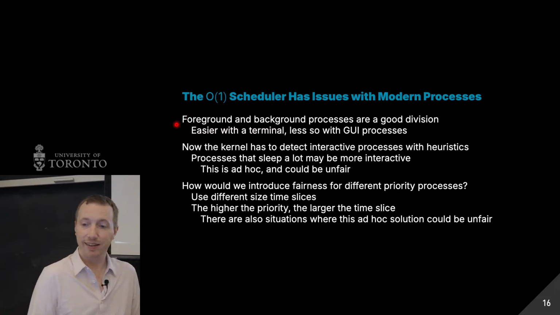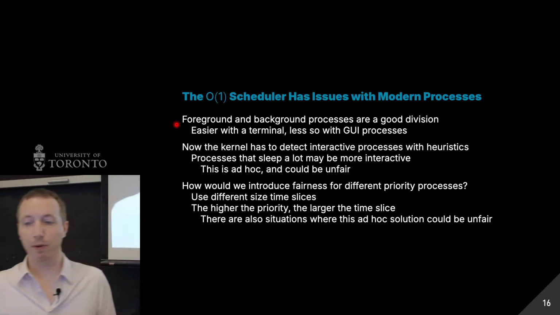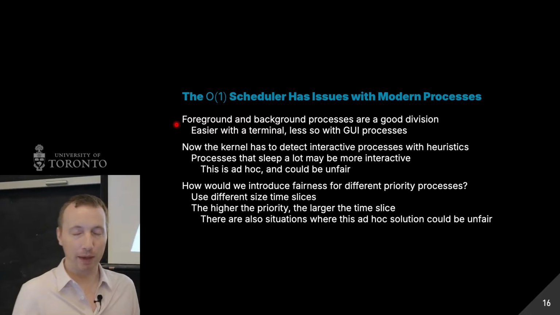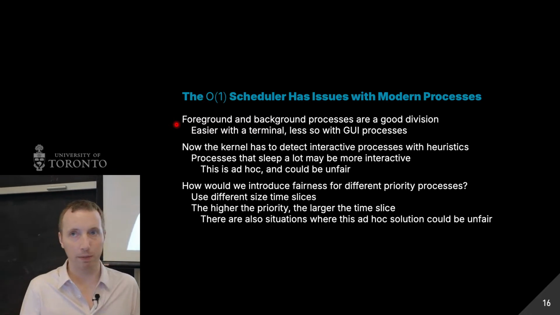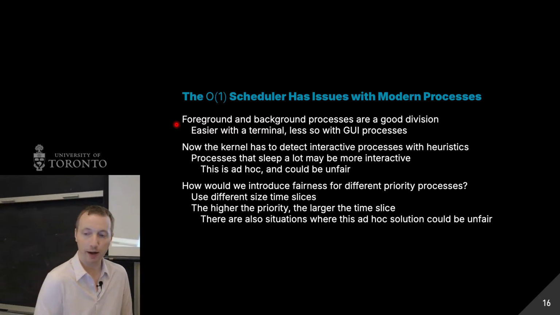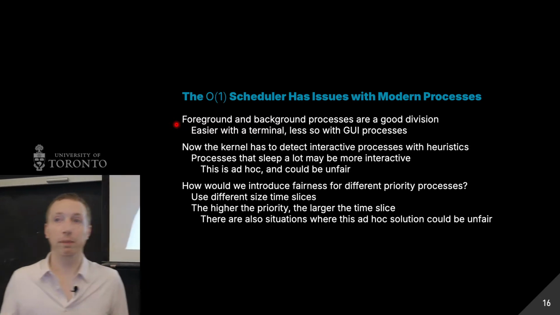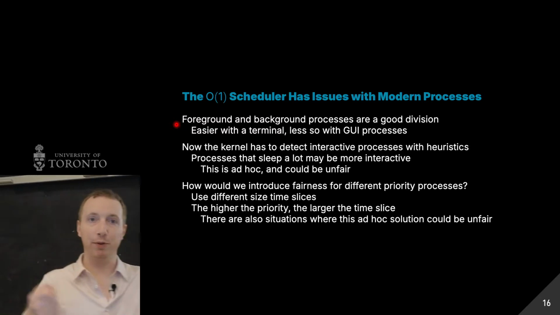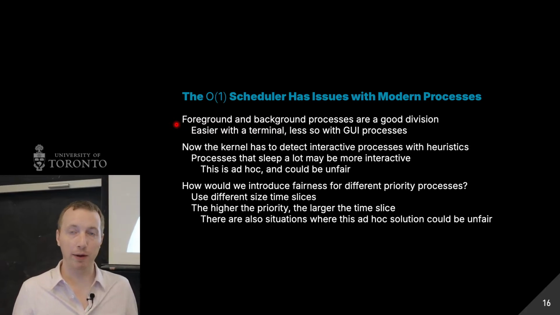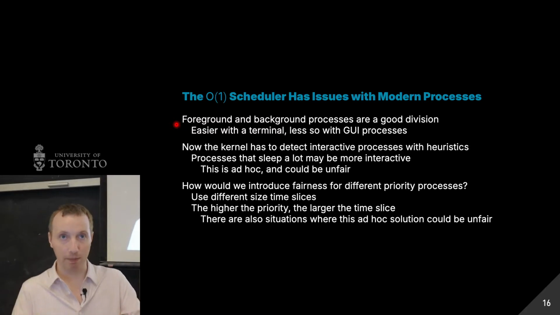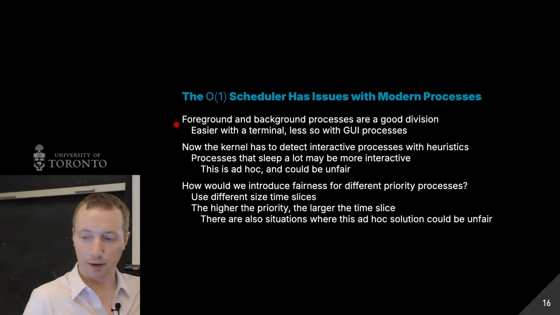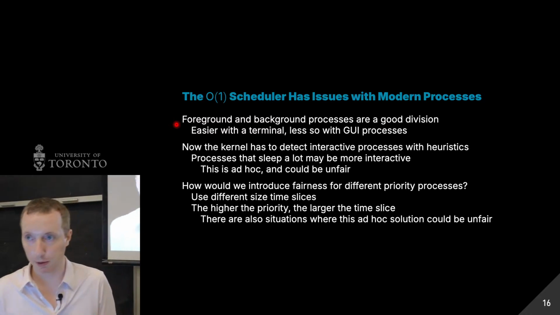Back in the day, foreground and background processes was a good division, easy to make. If you had a terminal, it was only connected to one process at a time, so you knew which process your user was interacting with. Less so with a modern operating system with a GUI where you have multiple windows open. Just because you don't have a window selected doesn't mean you don't care about it. It might be playing video or something. You don't want frames to skip or audio to go out just because you don't have that window selected.